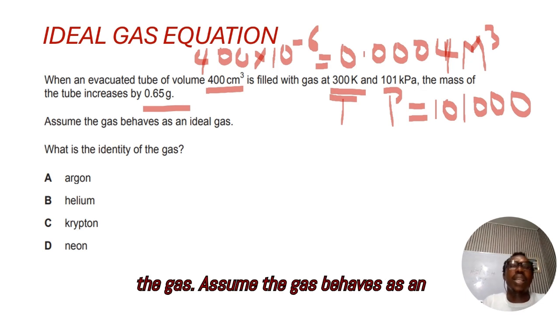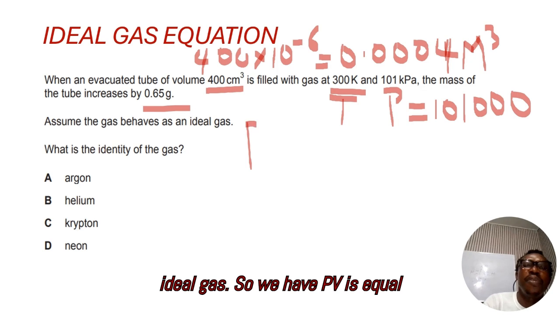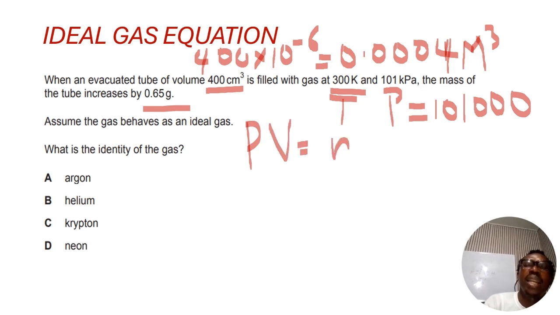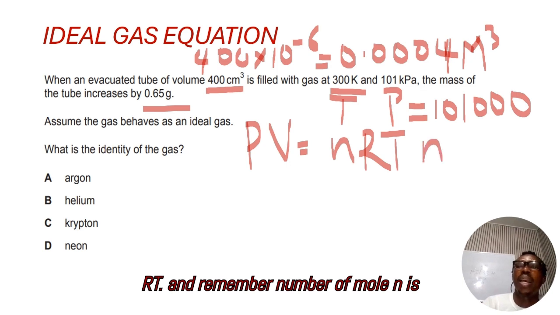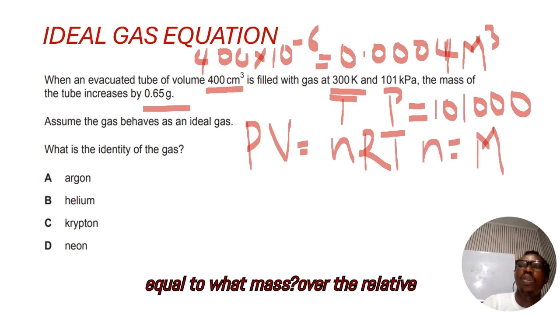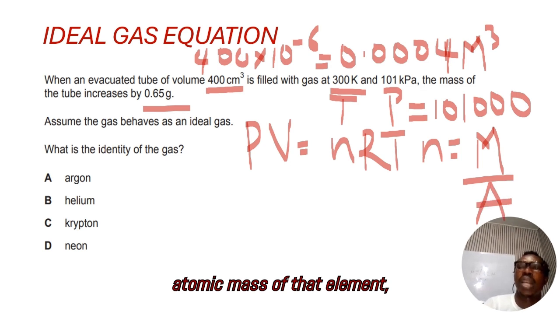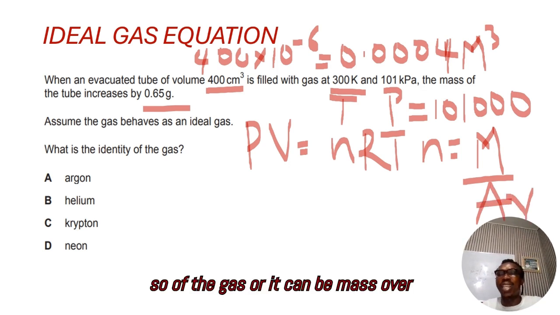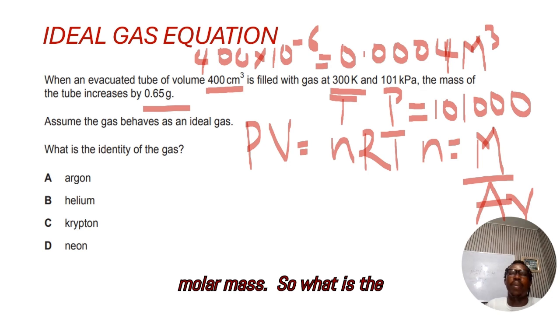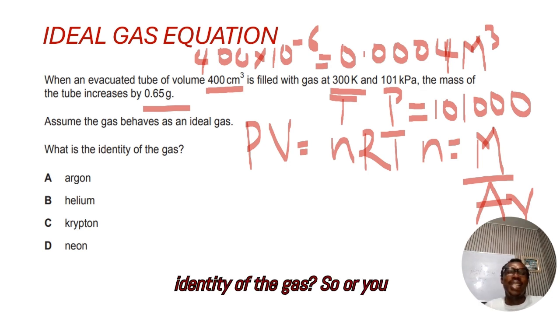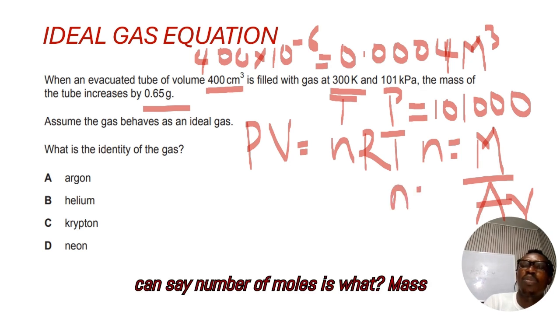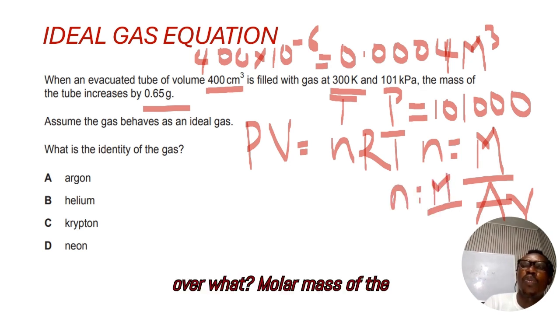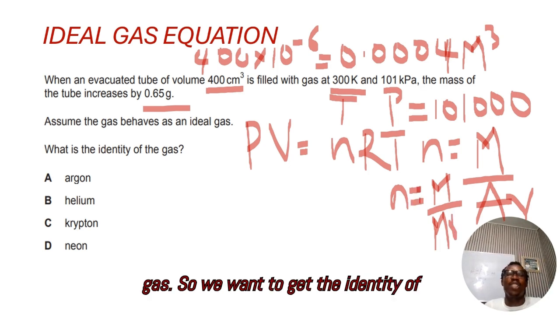Assume the gas behaves as an ideal gas. So we'll have PV equal to nRT. And remember, the number of moles n is equal to mass over the relative atomic mass of the gas, or it can be mass over molar mass. So what is the identity of the gas? The number of moles is mass over the molar mass of the gas.